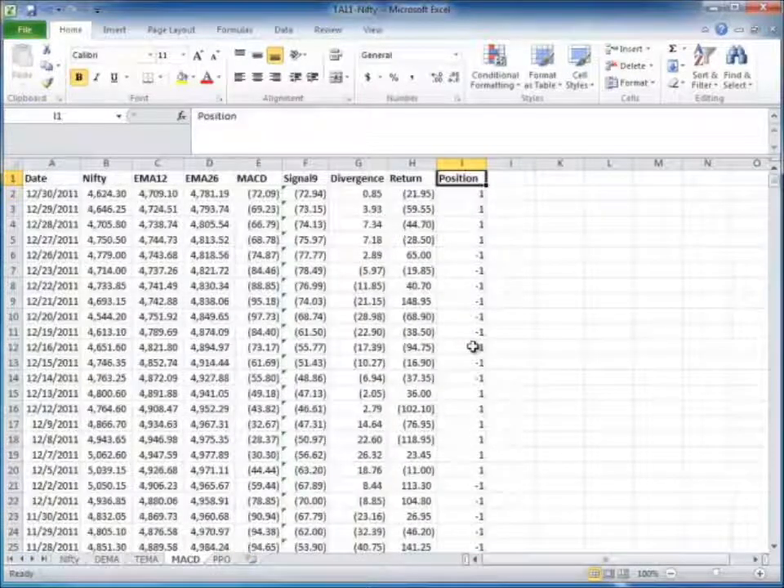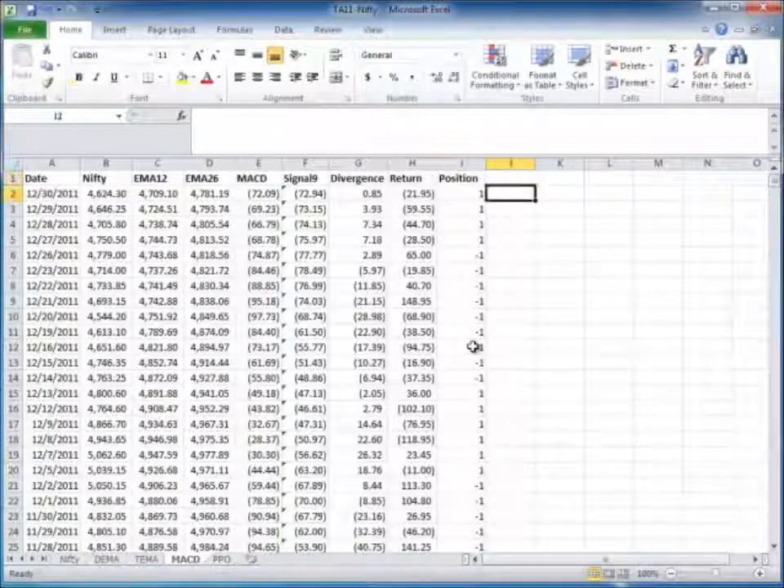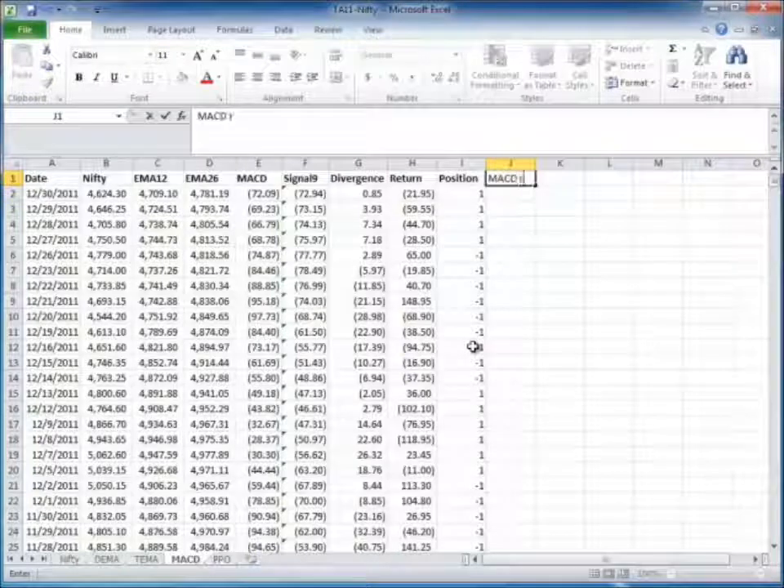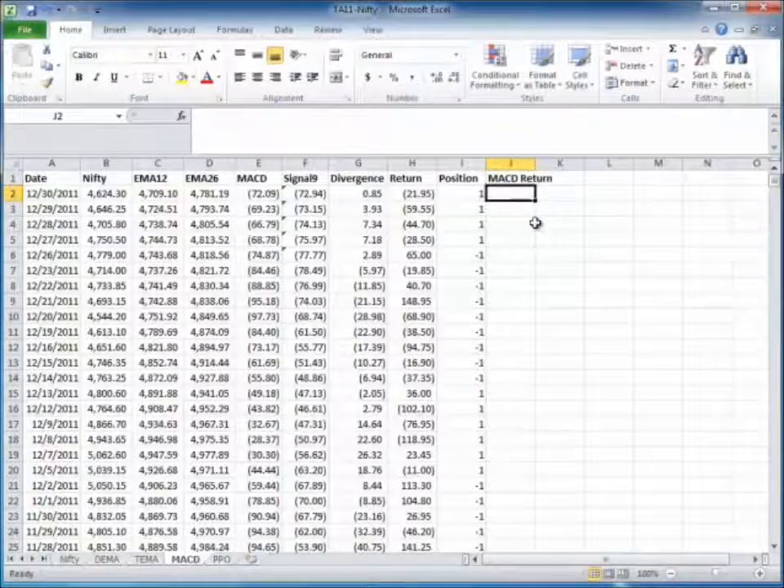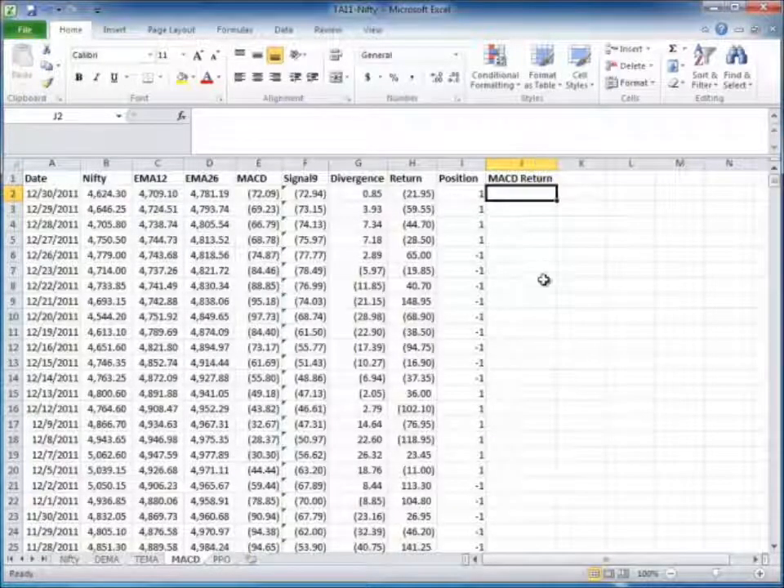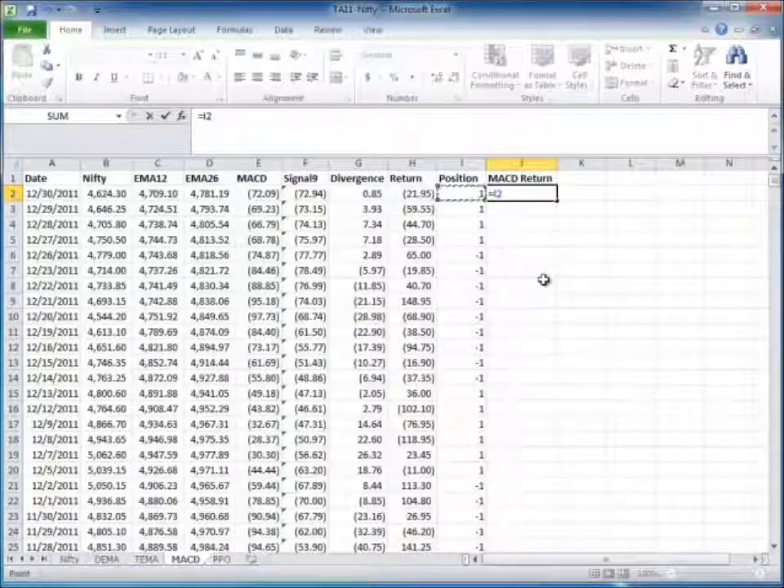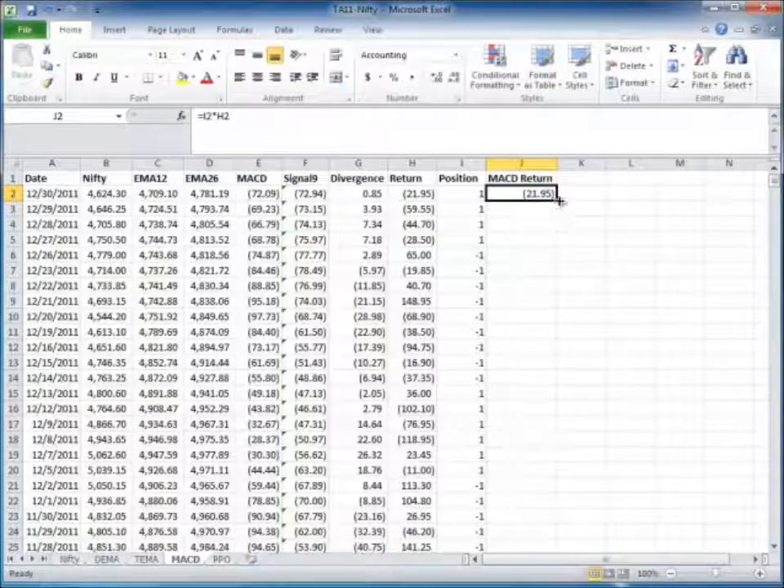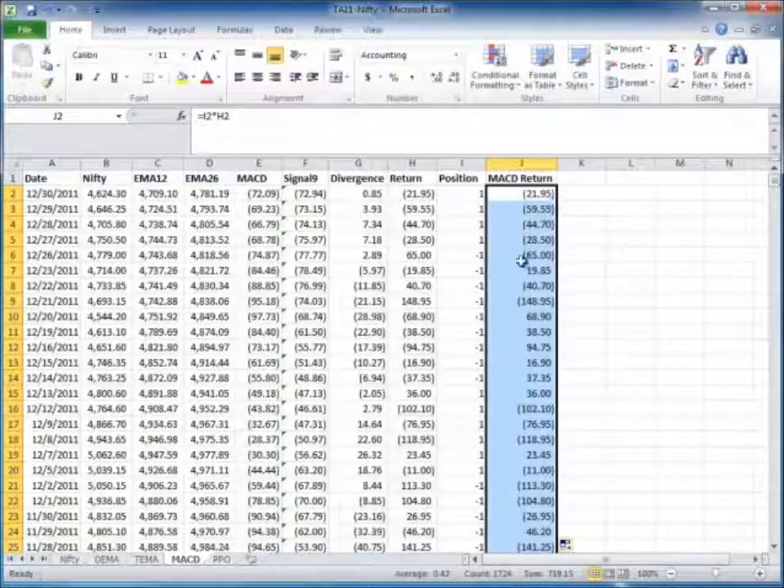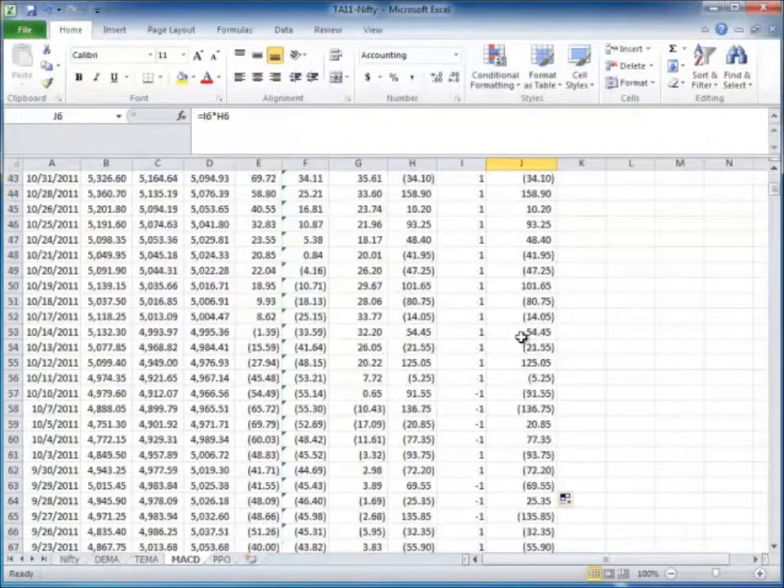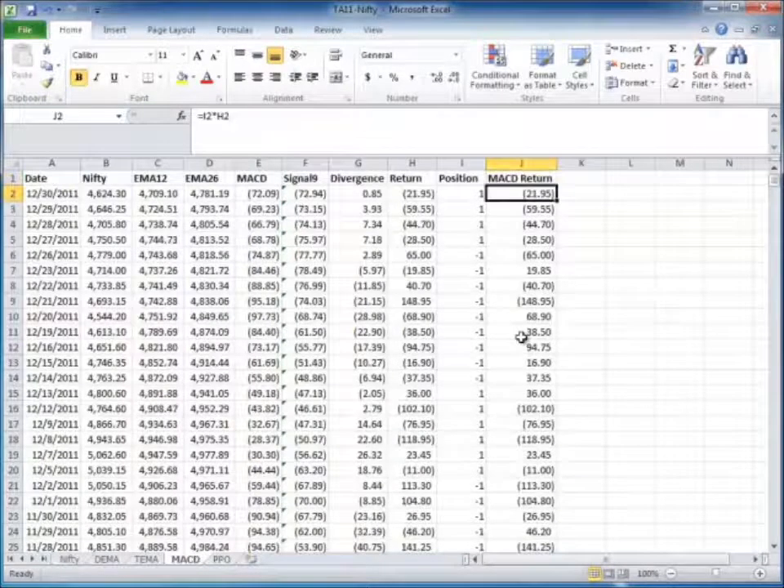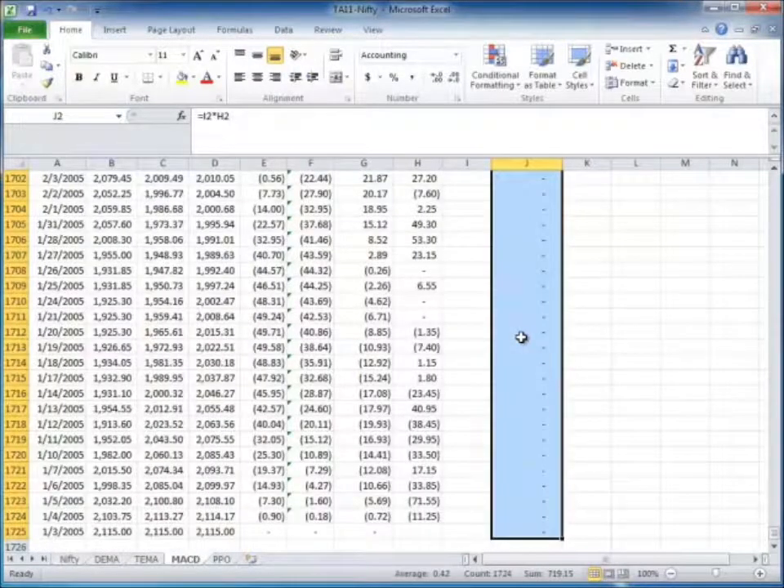Alright, now we have the position, and the next thing we need to do is calculate the return. So this is going to be the MACD return. And now what we're going to do is take the position multiplied by the return for that day. Do that all the way down, and now I get the different returns on different days. And if I sum this, I'll end up with a positive return.